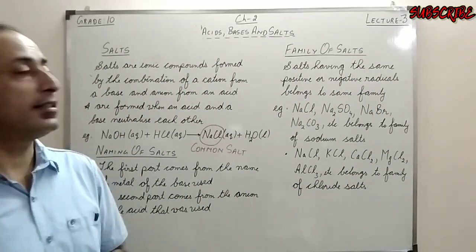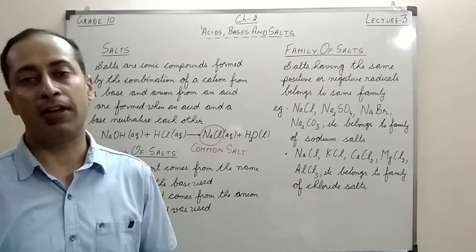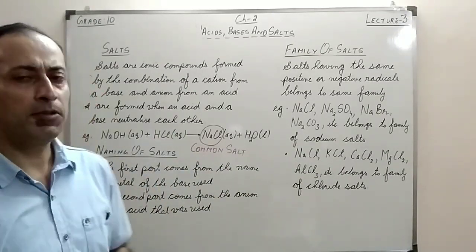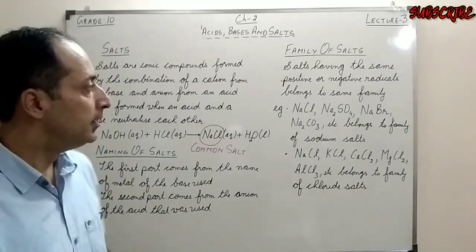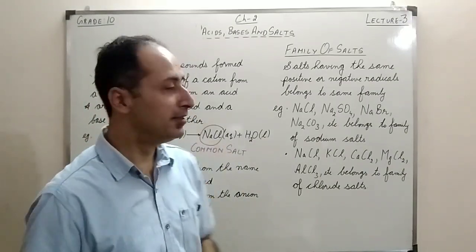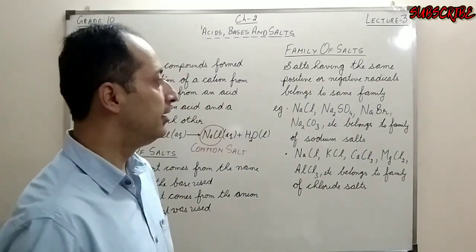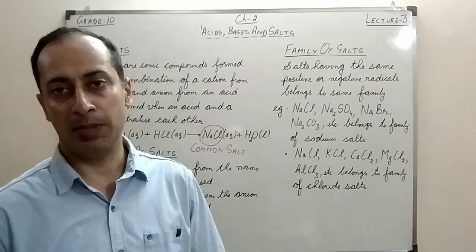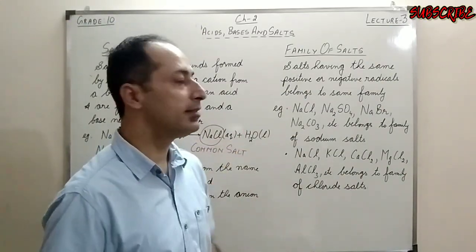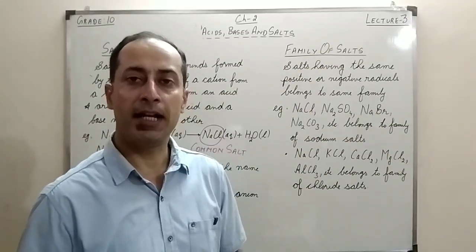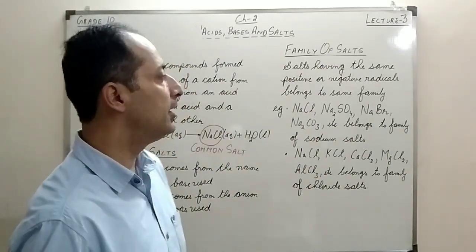Now the next thing that comes in the series of salts is the family of salts. Now you must be thinking, what is this family of salts? But salts also have families. Salts having the same positive or negative radical belong to the same family. I repeat, salts having the same positive or negative radical belong to the same family.